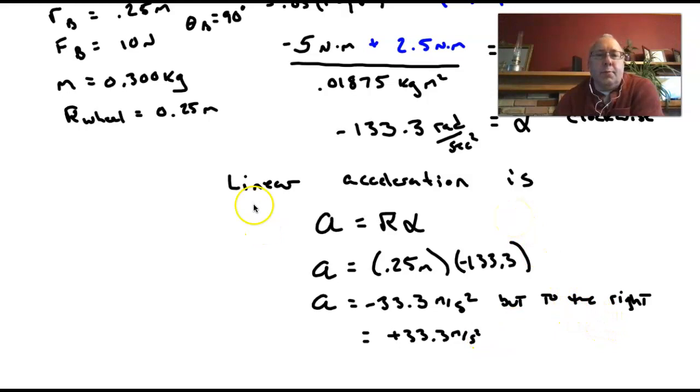All right, so that's just a quick problem on how you get started on using the net torque, the moment of inertia of a hoop, and calculating the angular acceleration, and then tying it back to the linear acceleration.